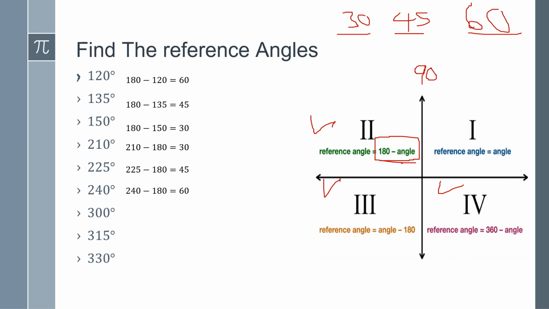All right, so let's do 300 to 330. And we know that that's in quadrant 4. So when you subtracted 300 from 360, if you got 60, good job. And you subtracted 315 from 360, you got 45. If you subtracted 330 from 360, you got 30. If you did this with no problem at all, you are all that and a bag of chips. Okay? Nicely done.